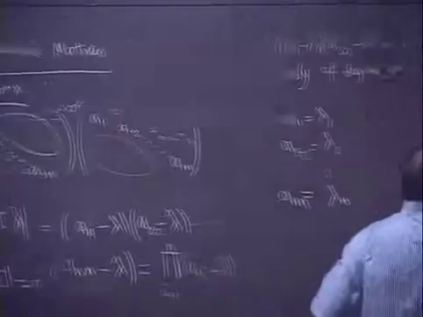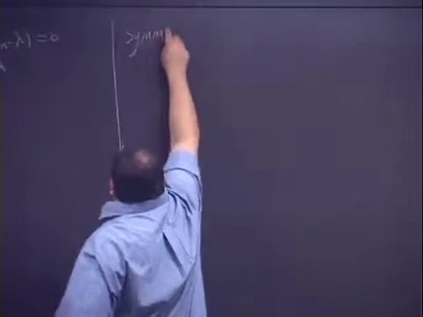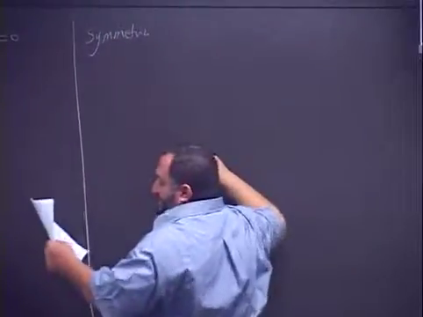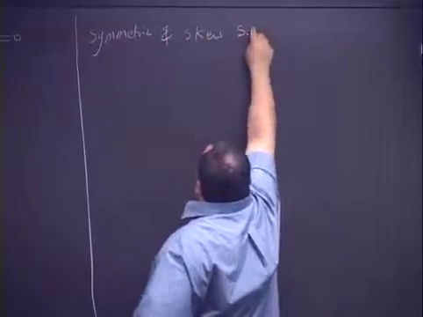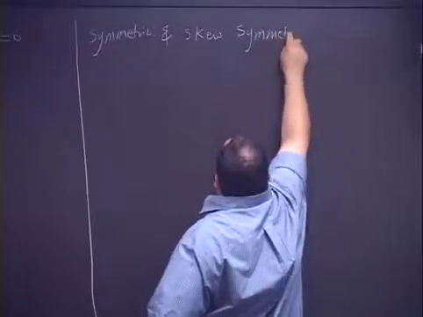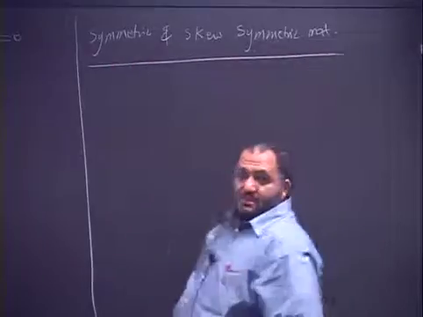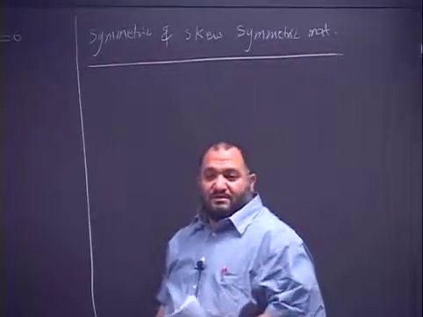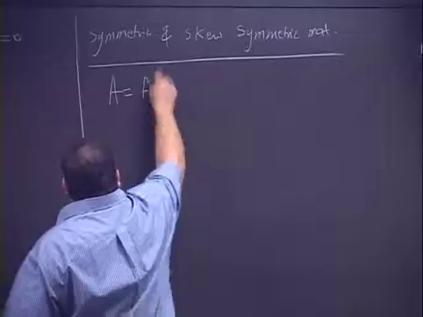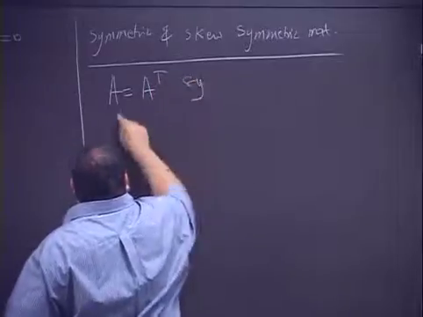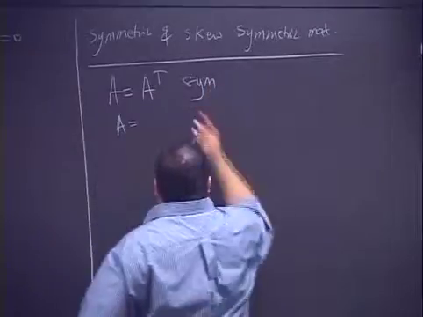So what about the symmetric matrix? Do you still remember what's the definition of symmetric and skew symmetric matrices? What's the definition for a symmetric matrix? Yes, A equal to A transpose. This is symmetric. And asymmetric or anti-symmetric or skew symmetric?